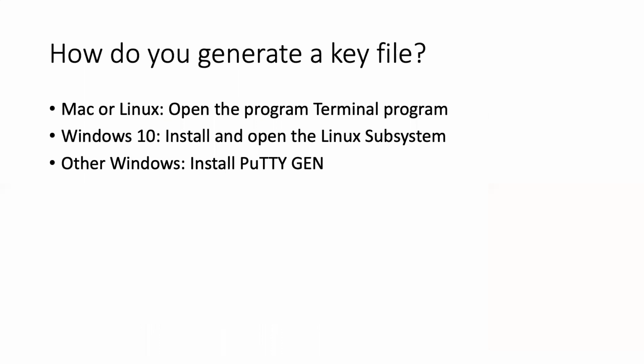So how do you generate a key file? We're going to walk through that process now. So if you're on a Mac or a Linux, you open a program called Terminal. And if you're on a Windows 10, you can open the Linux subsystem, the Ubuntu subsystem. And then if you're on a different type of Windows, then you need PuTTYgen.